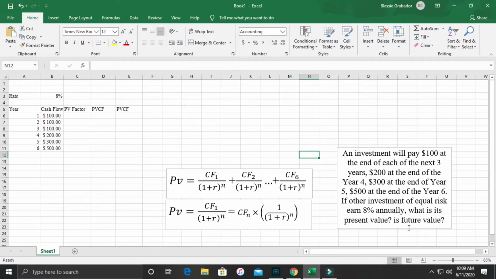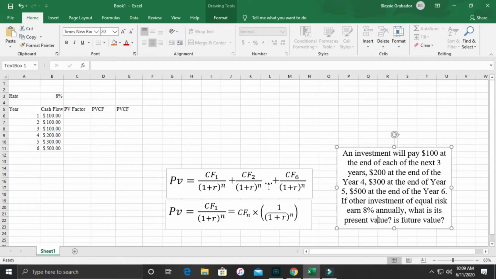First, I will show you the formula that I will be using. We have here present value equals cash flow for year 1 over 1 plus rate raised to number of years, then we add the cash flow for year 2 over 1 plus rate raised to number of years, and so on and so forth until the 6th year.